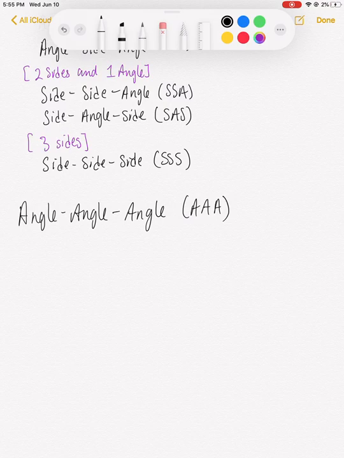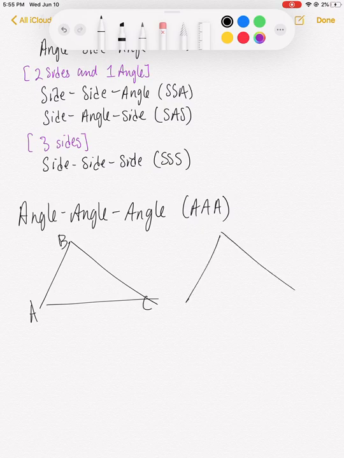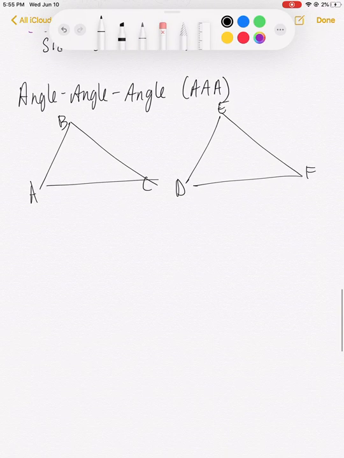AAA test. So to do this, we're going to draw out our triangles ABC, DEF. And like before, we're going to draw out an alternate DEF and see what we can vary here. What needs to stay the same.